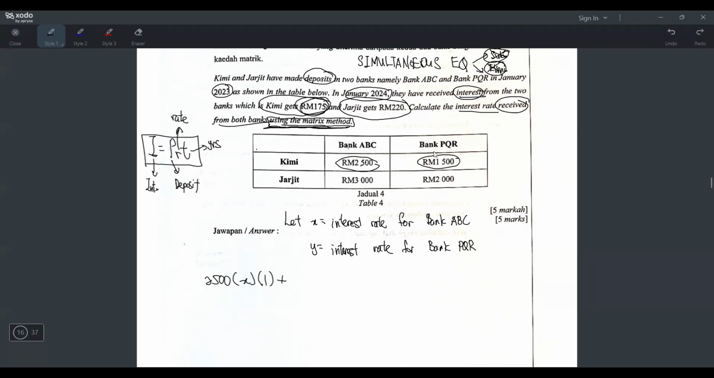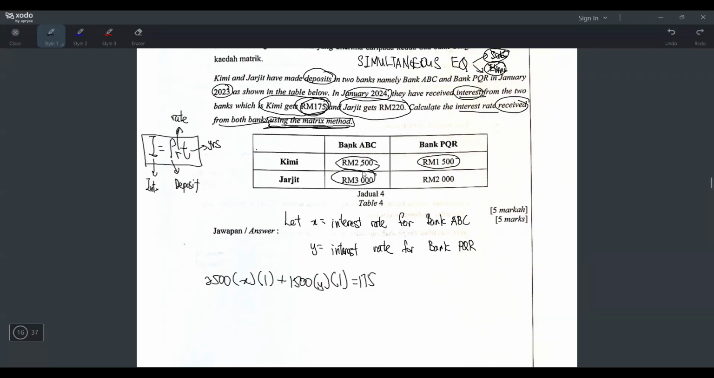But you have to add the interest he also gets from another bank, because he also saved 1,500 there. So how to calculate the interest? Use this formula also, PRT. The P is the deposit, the starting money, and then times the rate. The rate for bank PQR we don't know, we want to find it, so we call it Y. And then times 1 year also, and then equals 175. Like this, right? And this is how you get your first equation.